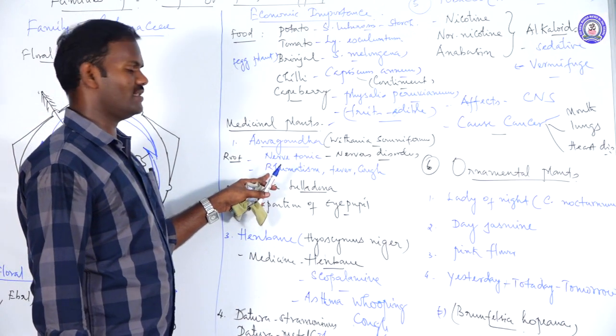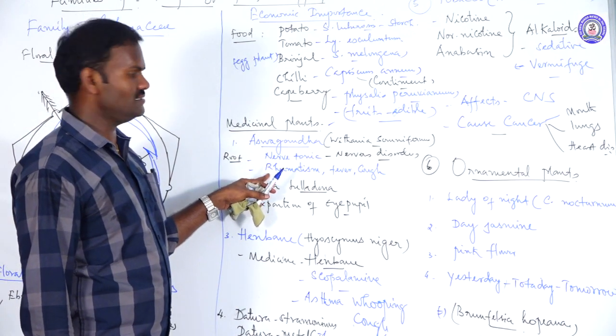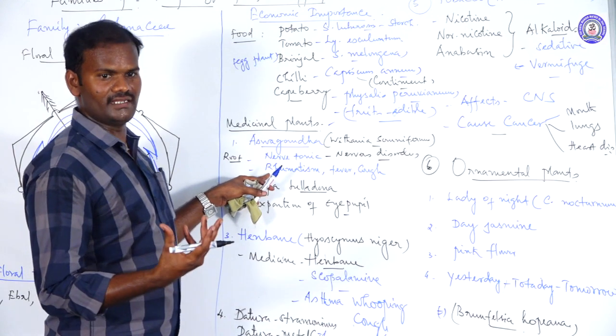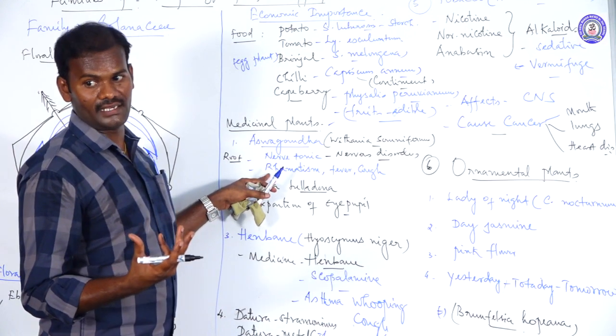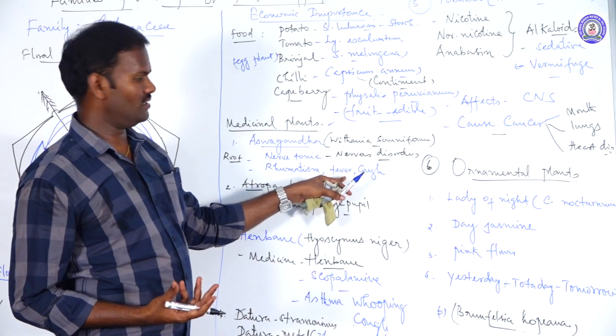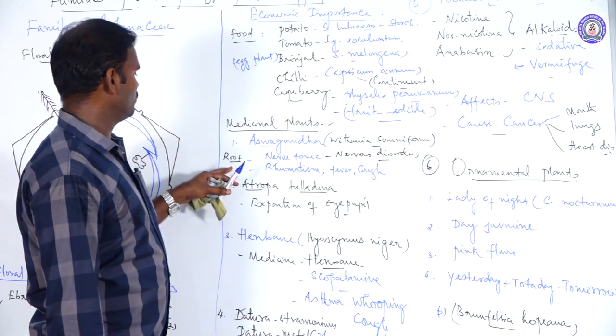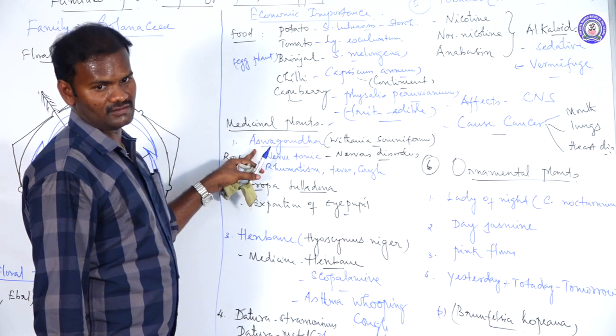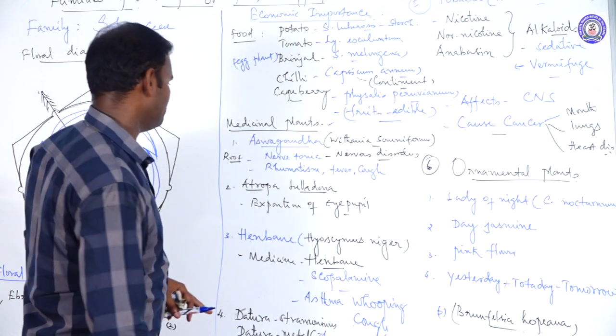It is also used for the treatment of rheumatism. Rheumatoid, in the sense swelling in the joint. That's called rheumatoid arthritis or rheumatism. Swelling in the joint. And to treat fever and cough by using ashwagandha, Withania somnifera.